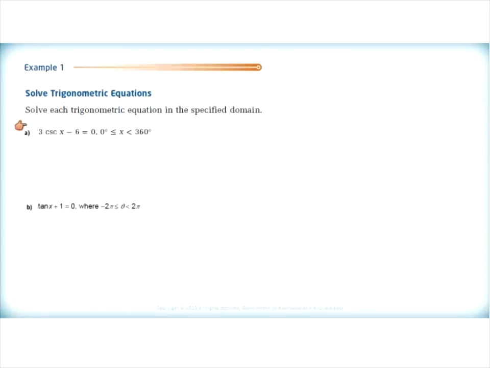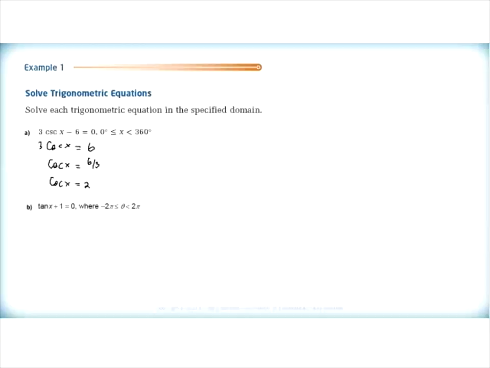Okay, let's start with solving a couple of very simple trigonometric equations. A: 3 cosecant x subtract 6 equals 0, and we'll look for our answers between 0 and 360. So I'm going to solve this for cosecant x. So I get 3 cosecant x is equal to 6. So of course, cosecant x will equal 6 divided by 3. So cosecant x is equal to 2.